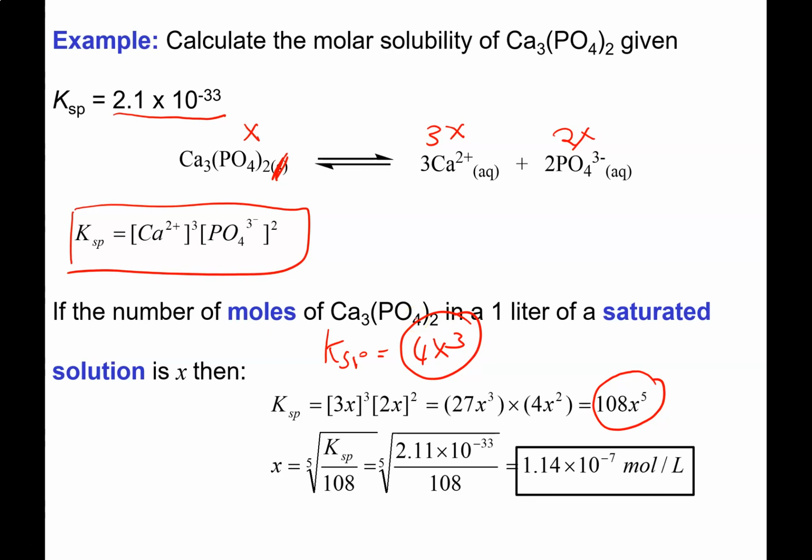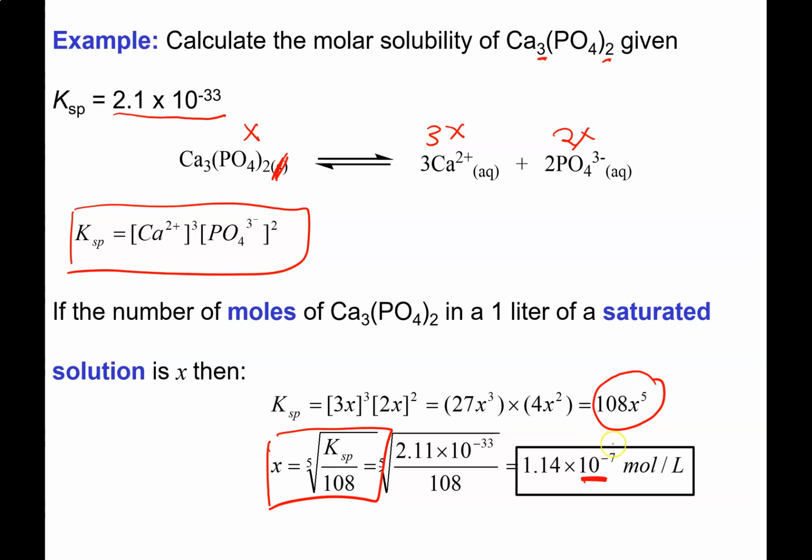Now before, we had Ksp equaled 4x cubed. You see, you can't use the same relationship every time because it depends on the ratio of the cations to the anions, how that algebra is going to work out. So yeah, you have to kind of work through it. Okay, so what have I got to do to get x? It's going to be Ksp on 108 to the 5th root. There it is there. And then when I solve that, it's an itty bitty number.